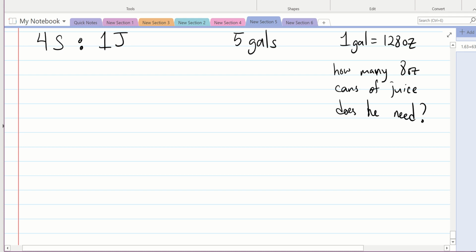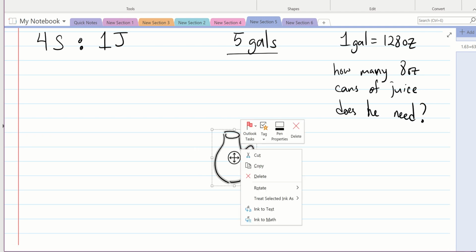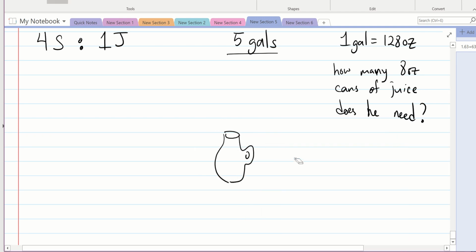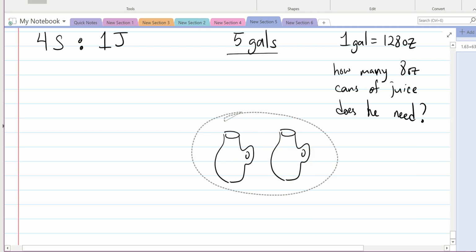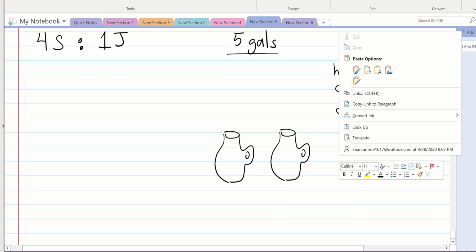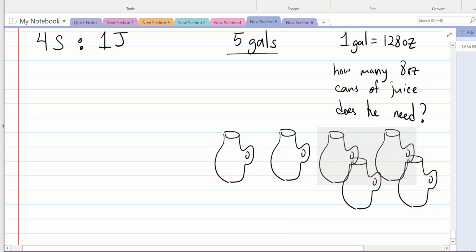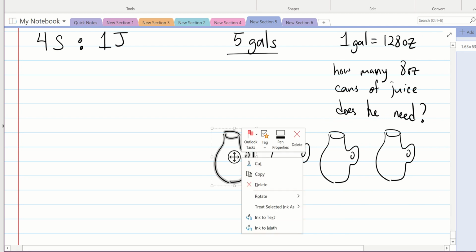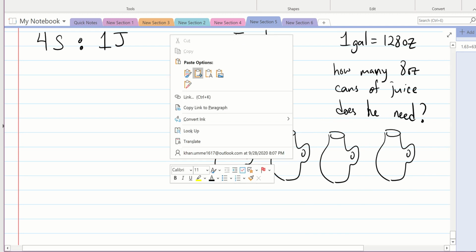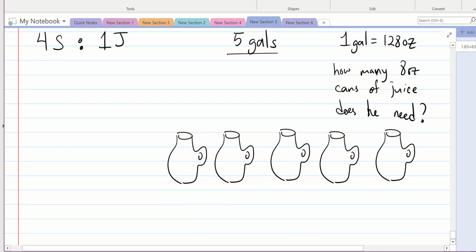So, first of all, think of it this way. There are 5 gallons. You could draw this out. This is a weird looking gallon, and there's 5 of them. Let's draw, actually, the first one looks good. I'm just going to copy that, and paste it. Bear with me, guys. You see how long this is taking? There's a reason why I'm doing this, because this is the long way.